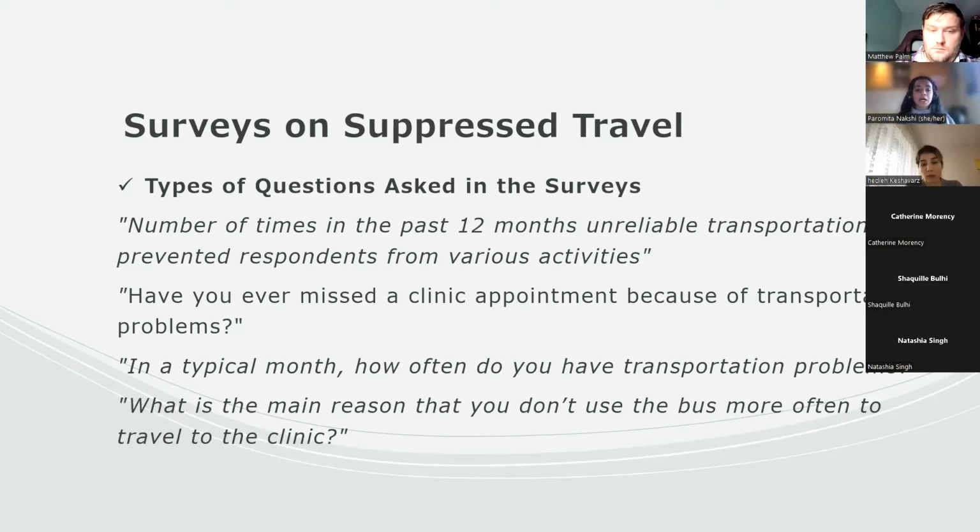Then, in a typical month, how often do you have transportation problems? So you see, sometimes they're asking just about transportation problems, so wider language used. And sometimes they ask about unreliable transportation. And some studies adopted a more open-ended question, that is, what is the main reason that you don't use the bus more often to travel to the clinic? And respondents could answer anything, any problem that they face.